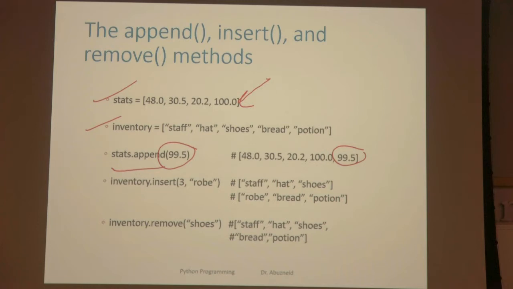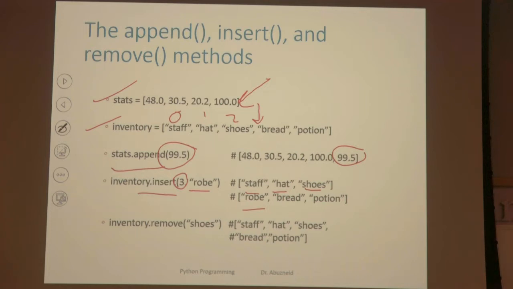Look at the next one, insert. What we are trying to do with insert is insert at location 3, at index 3, a row. That's the value. So let's take a look at the inventory. What do we have in the inventory? This would be index 0, this is 1, this is 2. That means at 3, it has to be inserted here. We're going to insert row, and that's exactly what happens. As you see in here, staff, hat, shoe, and at position 3, we inserted row. So you could insert at a certain position the value you want.